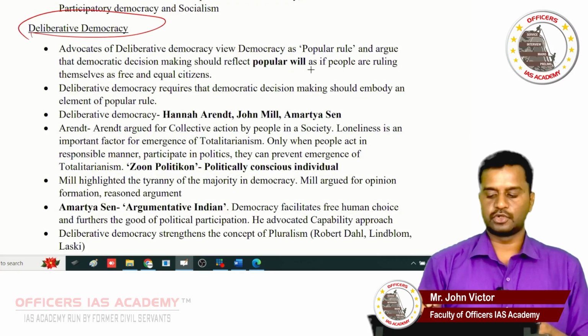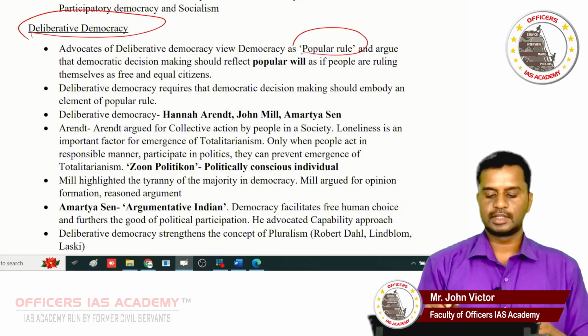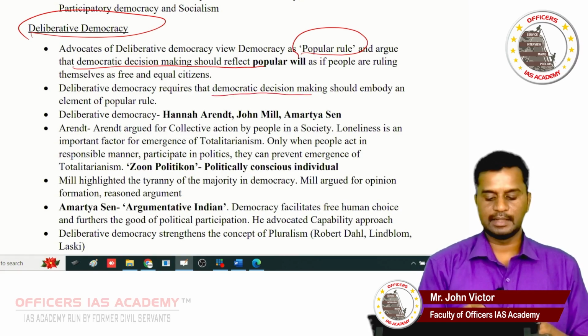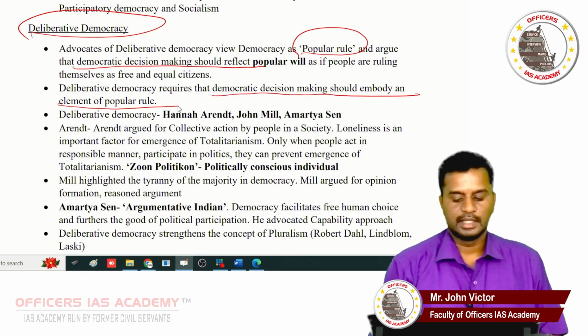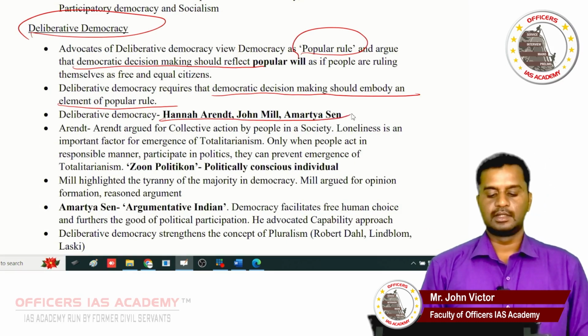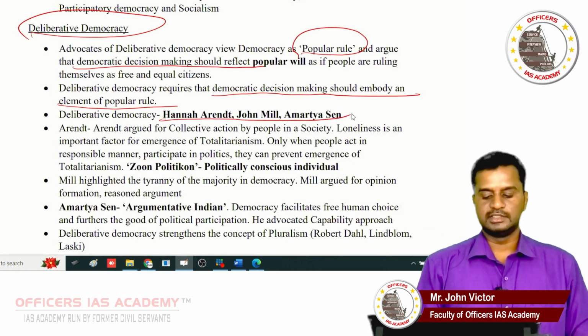Deliberative democracy is associated with popular rule. Citizens should take part in the decision making. Decision making should embody an element of popular rule. Important scholars: Mill, Hannah Arendt, Amartya Sen. You can also include J.J.